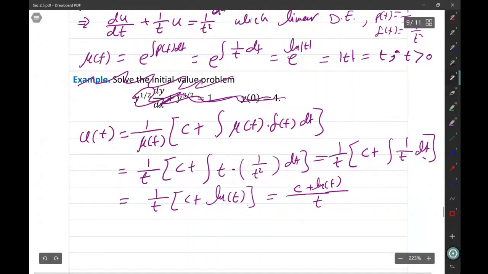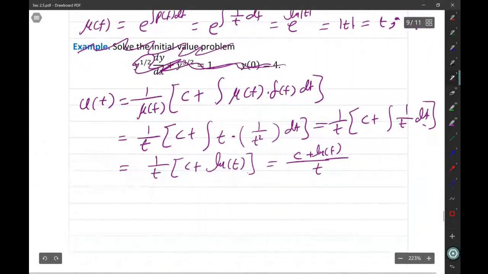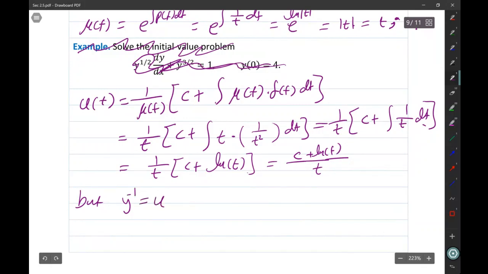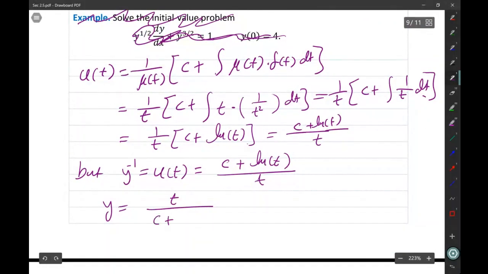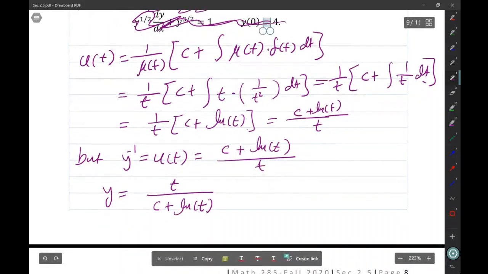Now have a look here. What we have found is just u of t. But y to the power minus 1 is equal to u of t, which is c plus ln t divided by t. That means the solution y is equal to the reciprocal, t divided by c plus ln t. And this is the explicit solution.